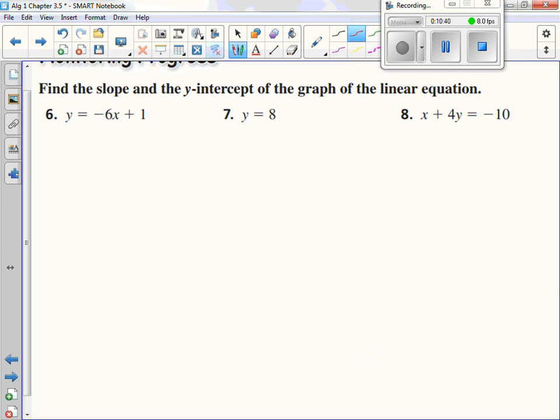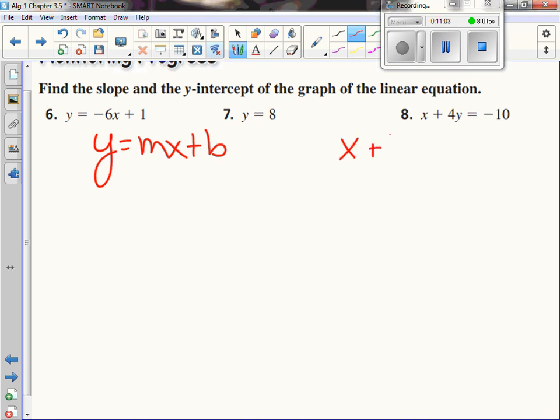Let's look at this next one here, number 8. x plus 4y equals negative 10. So is y by itself? No, it's not in y equals mx plus b form. We really need it in y equals mx plus b form, because if I have it in this form, I can find the slope and the y-intercept, yes? So looking at this, what do I need to do first to get y by itself and have it be positive?